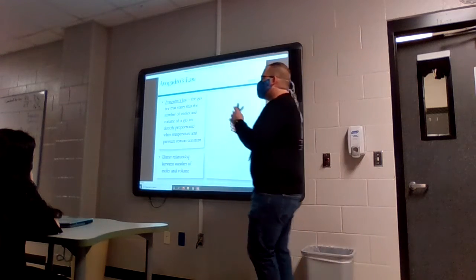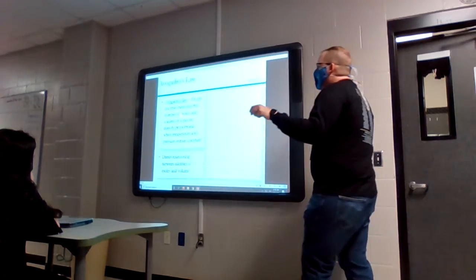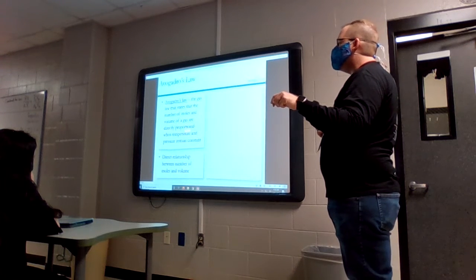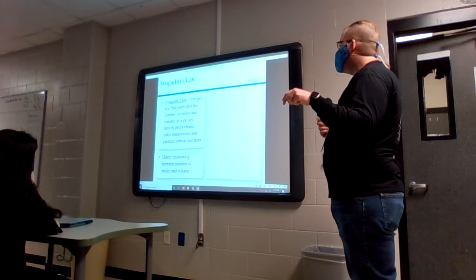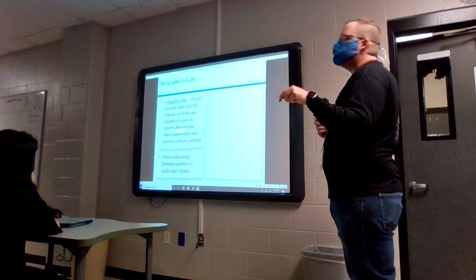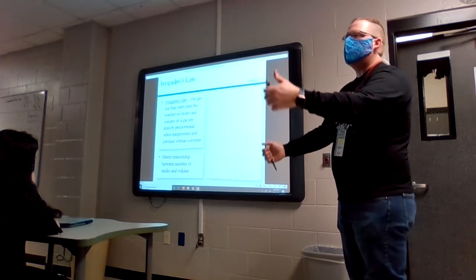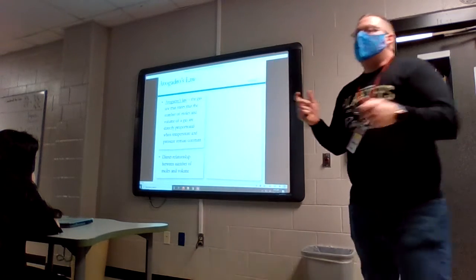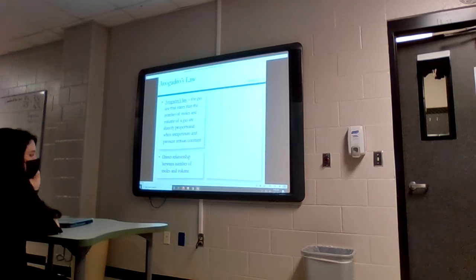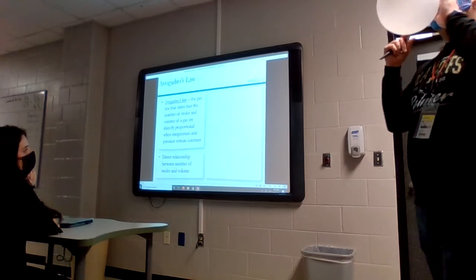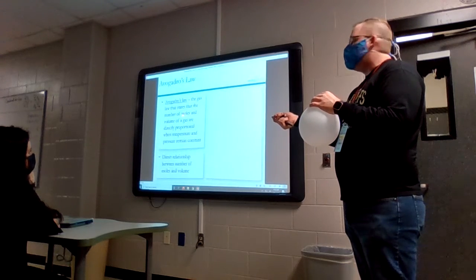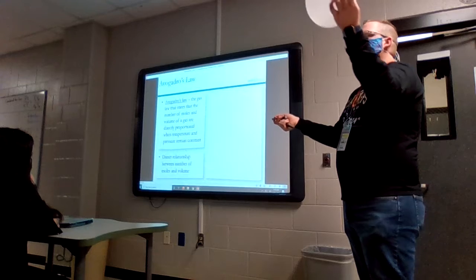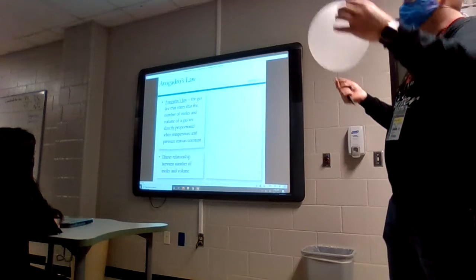With Avogadro's Law, it states that the moles and the volume of a gas are directly proportional. Remember that directly proportional means they go up and down together. Just think of this as a balloon. If I were to untie the knot on this balloon and put more air into it, like I literally blow more air into it, what I'm doing is changing the number of moles. I'm putting literally more air into the balloon, so there's more molecules in the balloon, more moles.